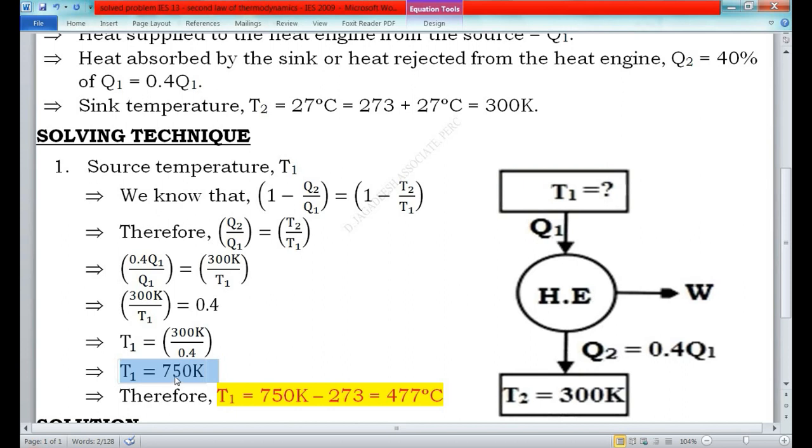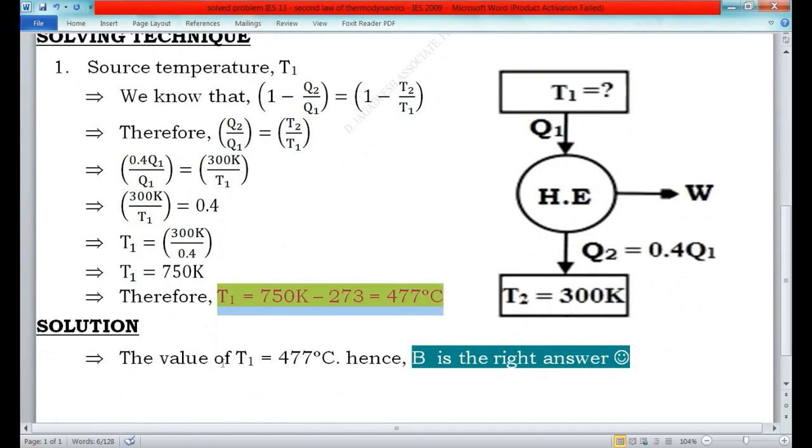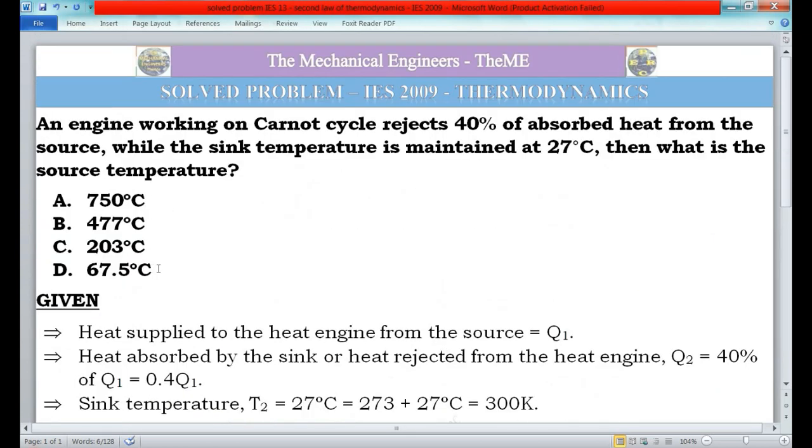So this 750 Kelvin value will be converted to degrees Celsius. For that, just subtract 273 from this value. That is, subtract 273 from this 750 Kelvin. We get T1 is equal to 750 Kelvin minus 273, which is 477 degrees Celsius. So the value of source temperature T1 is 477 degrees Celsius. So option B is the right answer. You can see here among these four options, B holds the value of 477 degrees Celsius. Thereby option B is the right answer.